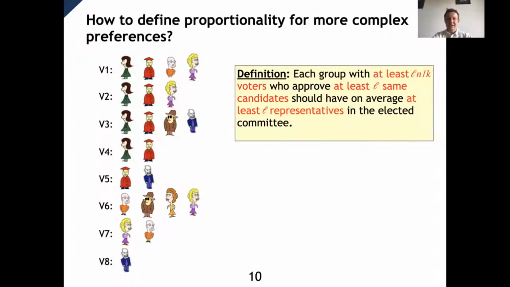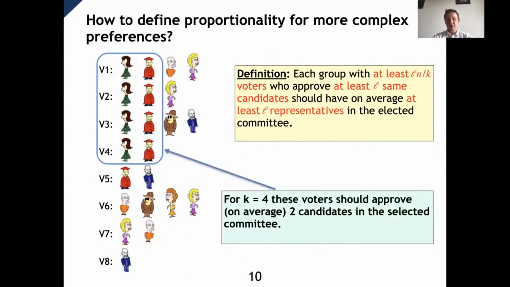So the intuition is that if we are given n voters and k candidates, then a group of n over k voters should control at least 1 member of the committee. Thus, a group of L times n over k voters should be able to control at least L committee members. Thus, those voters should have on average at least L representatives in the elected committee.